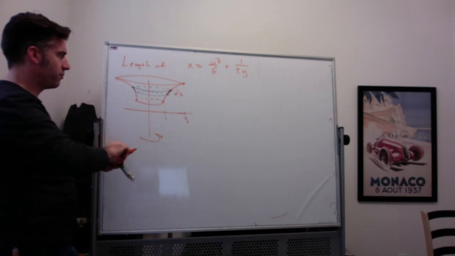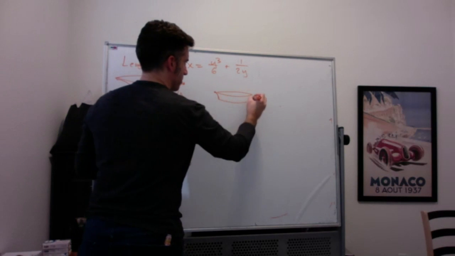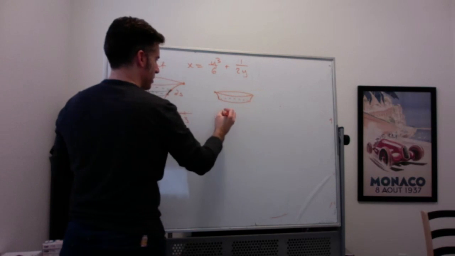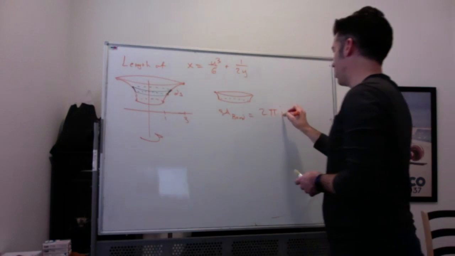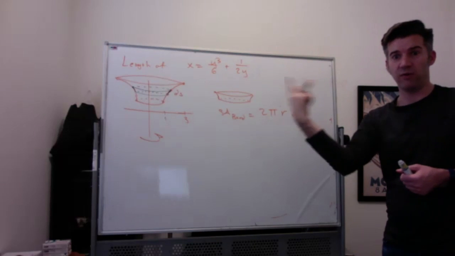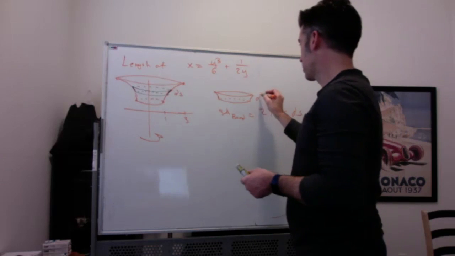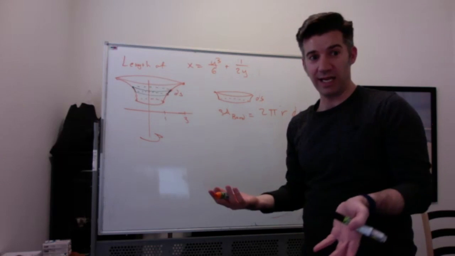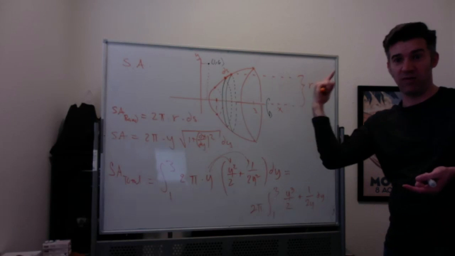And now, that rubber band, the surface area of this rubber band is once again 2 pi r ds. Circumference, 2 pi r, times ds, thickness. Okay, but now, this time, what's the radius? Last time, when I went around the x-axis, the radius was y. So what's the radius going to be this time if I'm going around the y-axis?